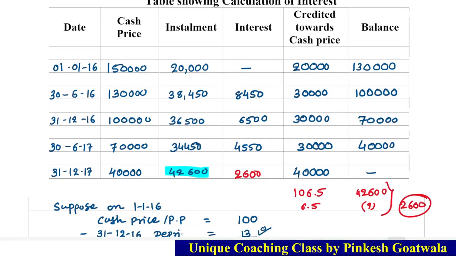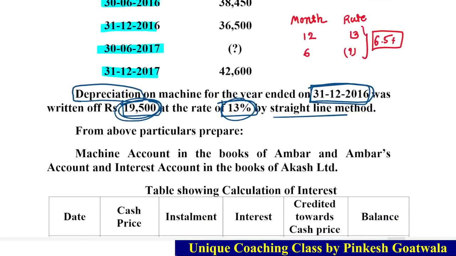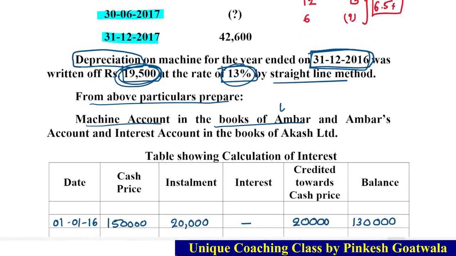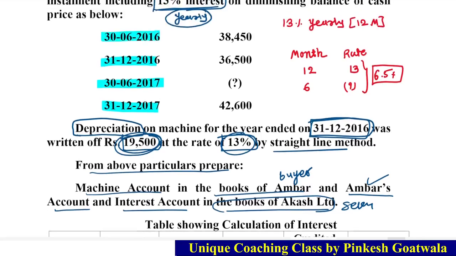Okay, now next what we have to prepare is accounts from the above particulars. Machine account in the books of Amber. Who is Amber? Amber is a buyer and Akash is a seller. Okay, so in the books of the buyer we have to prepare the machine account, and Amber's account and interest account in the books of Akash. Okay, Akash means seller, so which accounts do we make in the seller's books? Amber and interest.